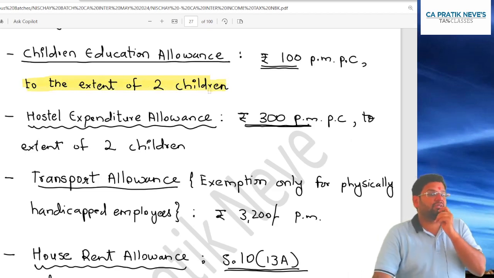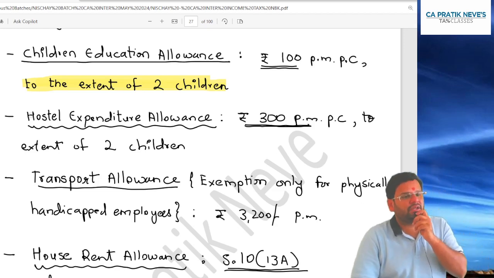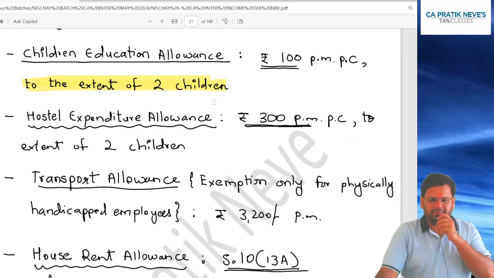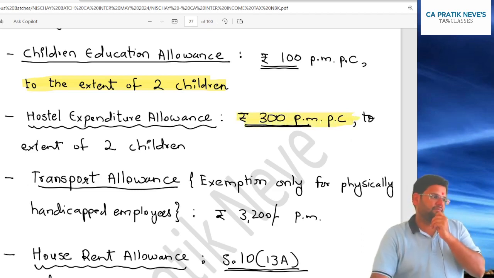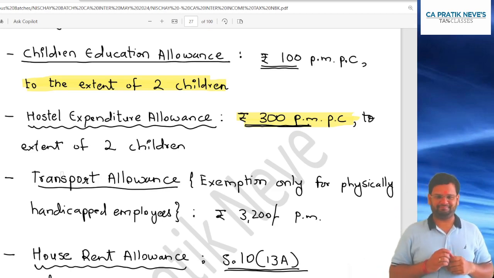Clear? Hostel expenditure allowance. Friends, hostel expenditure allowance, its exemption will be 300 per month per child. Again, I am not convinced with the figure. 300 rupees per month per child to the extent of two children.